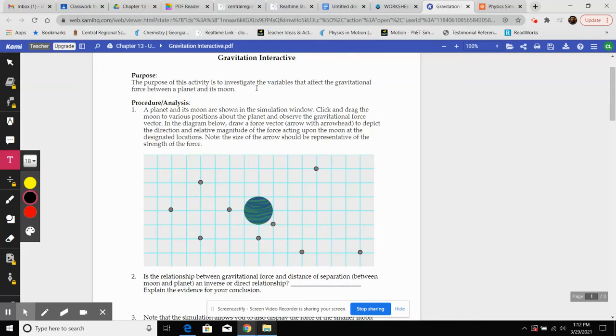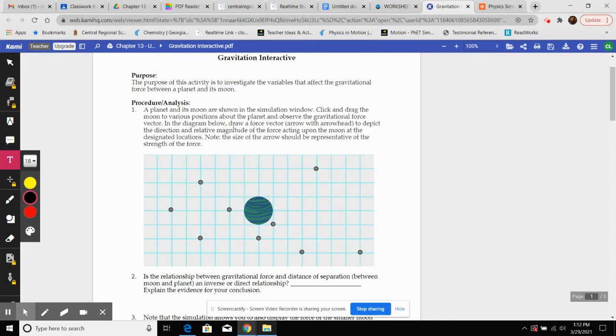So today, guys, we're going to look at the Gravitational Interactive via Physics Classroom. The purpose of this is to investigate the variables that affect gravitational force between a planet and its moon. Procedure: a planet and its moon are shown in this picture below. Via the simulation, they want us to click and drag the moon to various positions around the planet and observe the gravitational force vector.